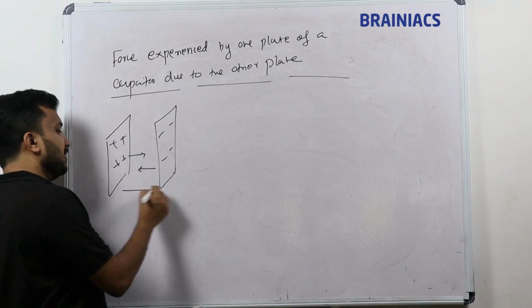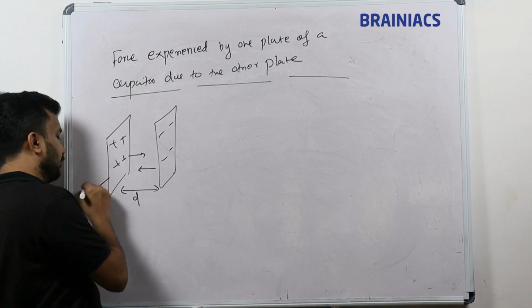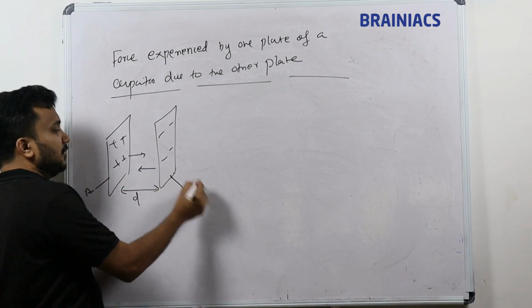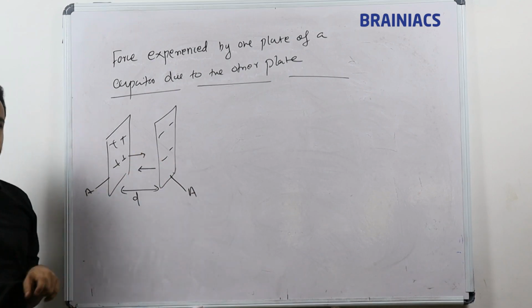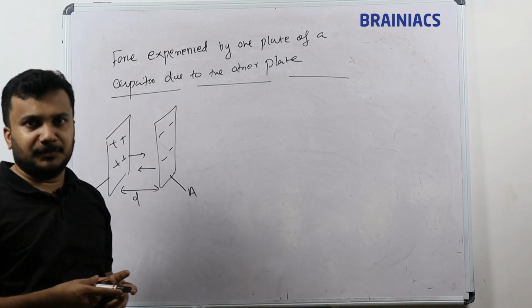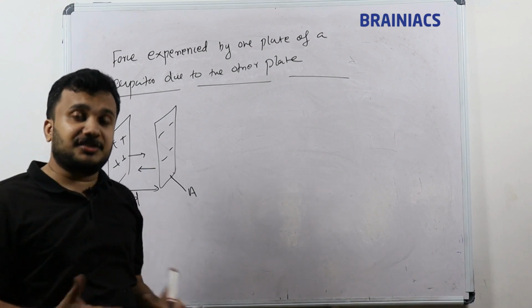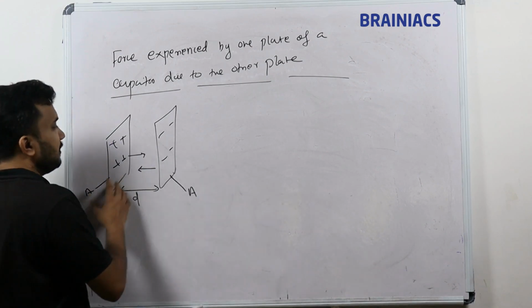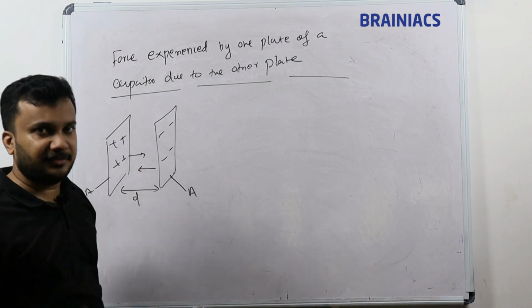This is all separated by a small distance d, and the area of cross section of both is the same, so there will be an attractive force. Why is there an attractive force? Of course, it is a different material in the sense that the charges are different. One is positive and another one is negative.